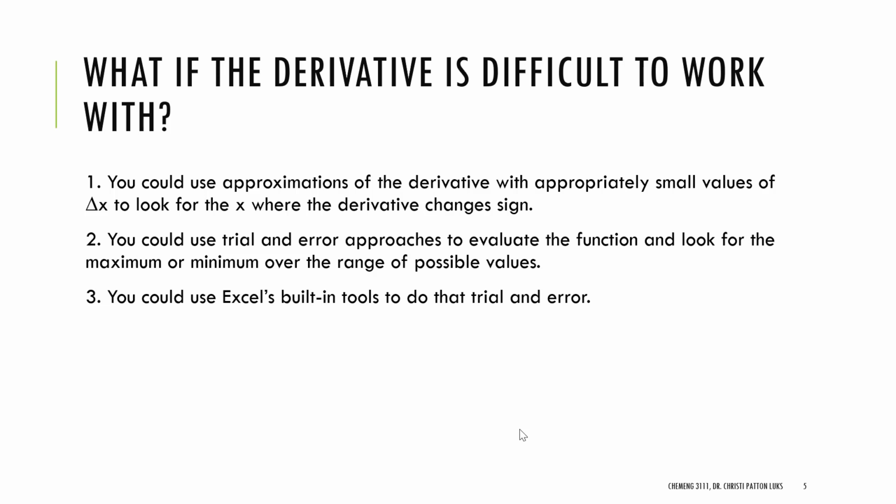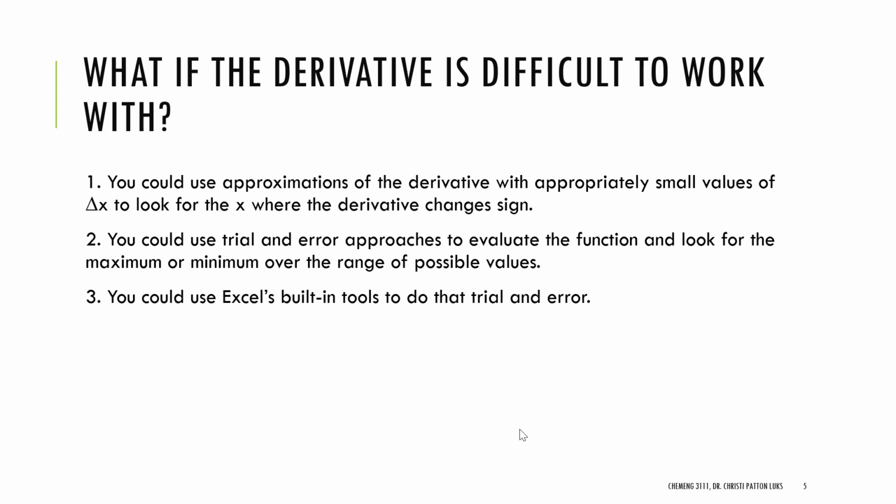What if the derivative is difficult to work with? There are several different things we might do. The first of these, we just finished learning how to approximate derivatives, and this actually is a good technique in this case. You can build a table of values for a small delta x, small enough that works for what you're trying to find, and look for where you get the derivatives changing signs, right? Then you know that in between there, it's going to be your 0, what we were looking for analytically using the calculus technique. There are also trial and error approaches, right?